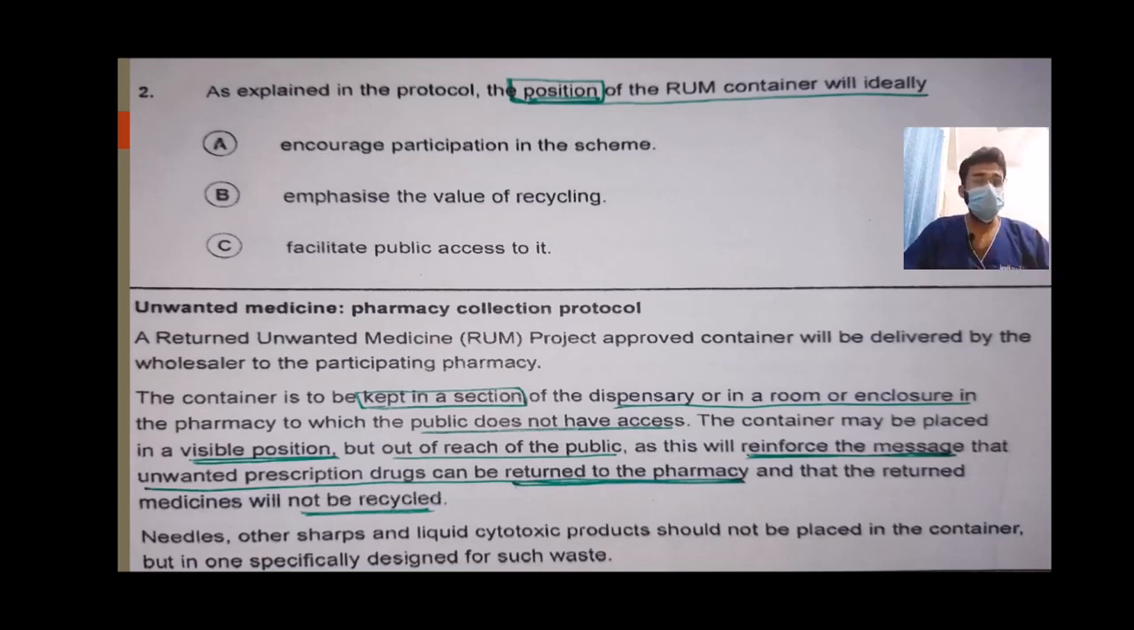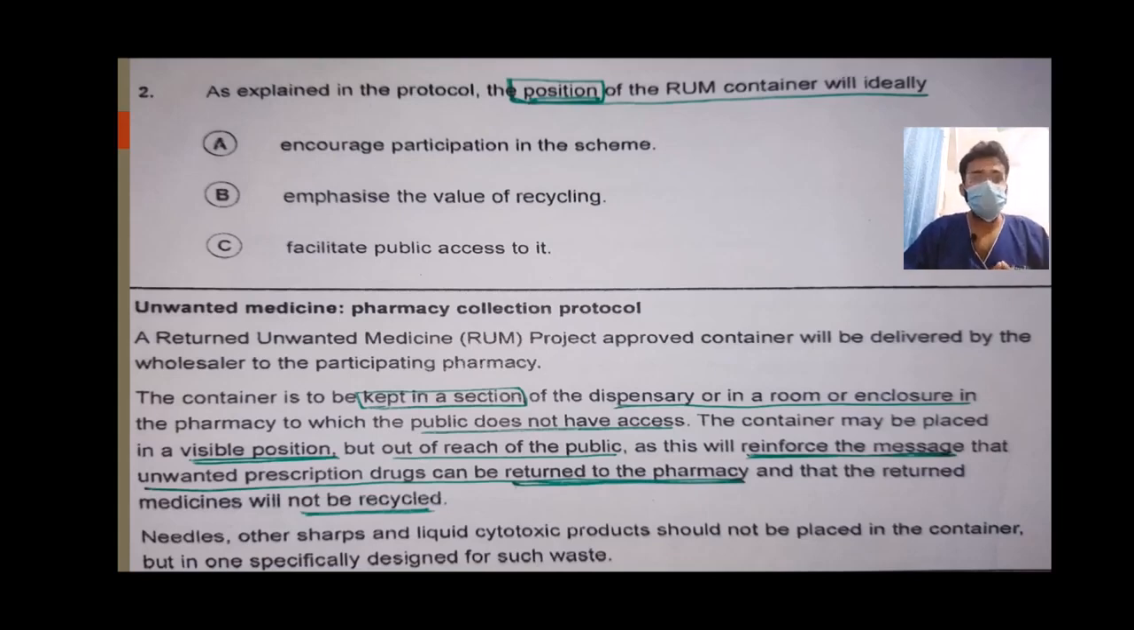Be vigilant and read carefully. Kept in a section of the dispensary, or in a room or enclosure in the pharmacy to which the public does not have access. Okay, the public shouldn't have access. The container may be placed in a visible position, but out of range of the public, as this will reinforce the message. Okay, a visible position will reinforce the message that unwanted prescription drugs can be returned to the pharmacy and that the returned medicine will not be recycled.